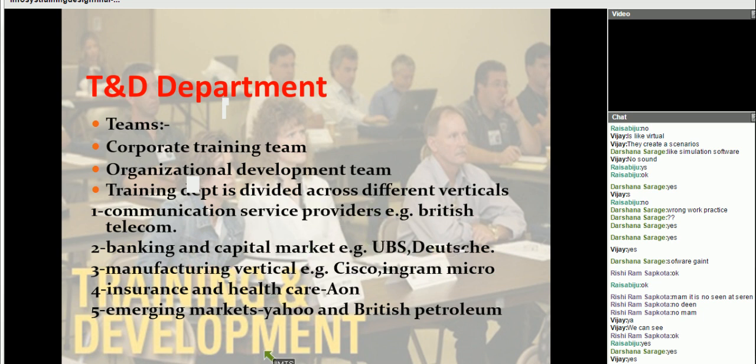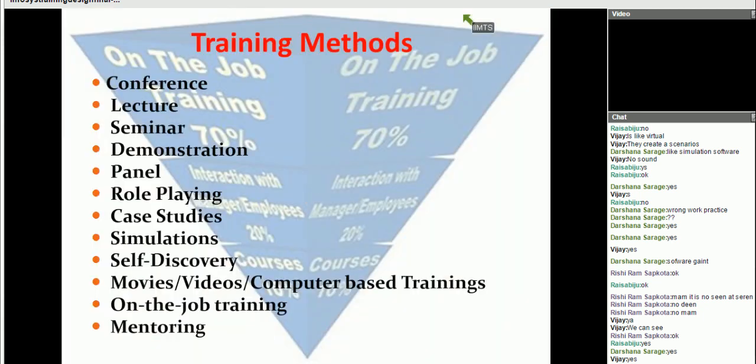So you can see these are the different types of different verticals which are helping Infosys. Now these are different types of training methods. Which all is being implemented.